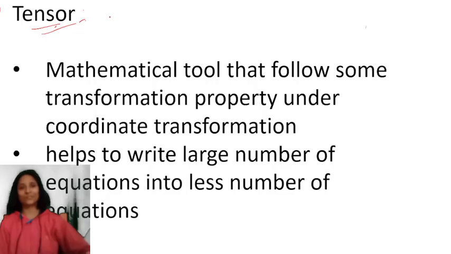Someone asks what is the most useful property of tensor. I will say that it helps save scientists' and researchers' time, because if there were no tensor, researchers would have to write that equation many times. So that's the most useful property. In simple terms, it's a mathematical tool, and there are other definitions also, like that it follows some transformation property under coordinate transformation. You will get the meaning of this definition later in this video. Right now just remember, it helps to write a large number of equations into a smaller number of equations.